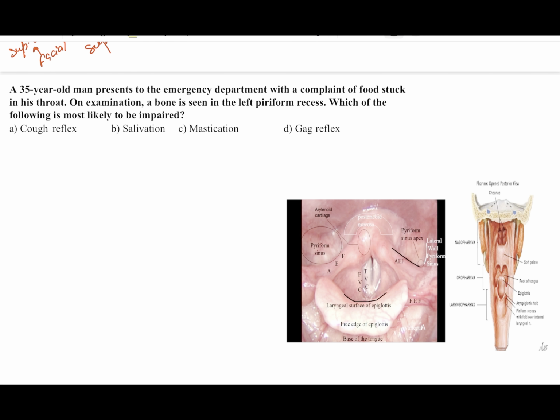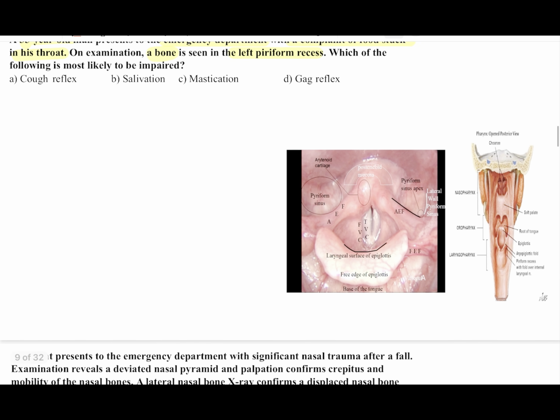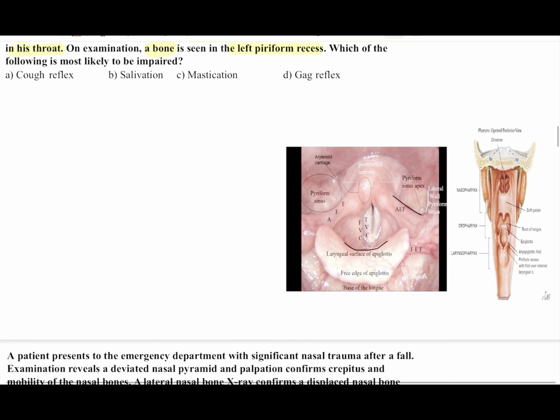Next question is saying that a 35-year-old man presents to the emergency department with a complaint of food stuck in his throat. On examination, you have seen a bone in the left piriform fossa. Which of the following is most likely to be impaired? Okay? So what is the piriform fossa?